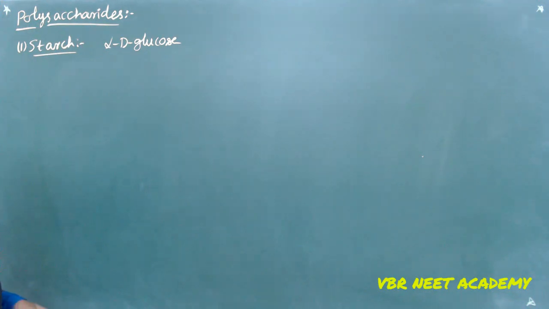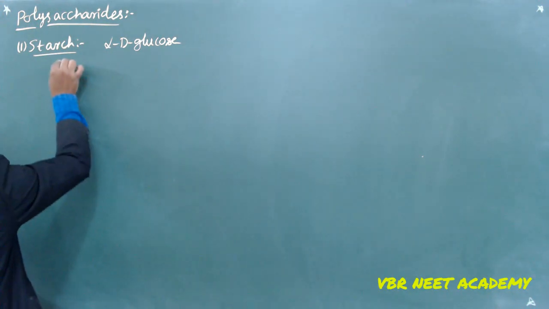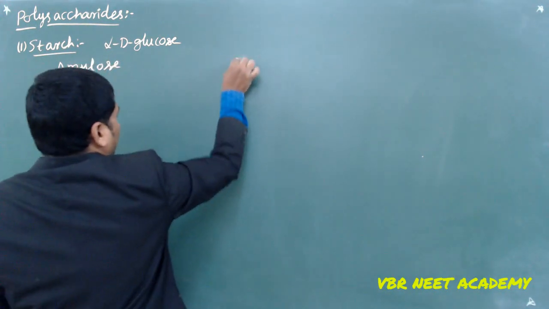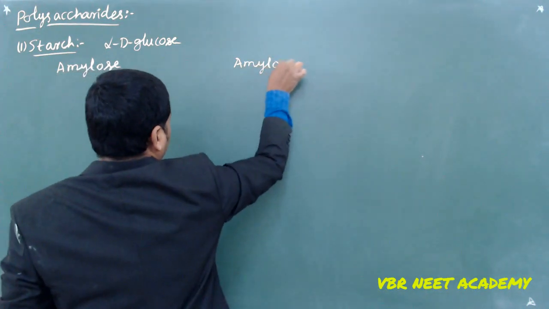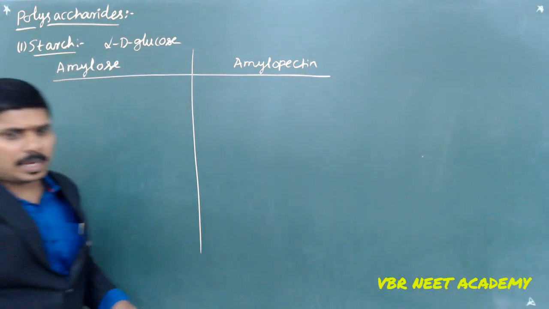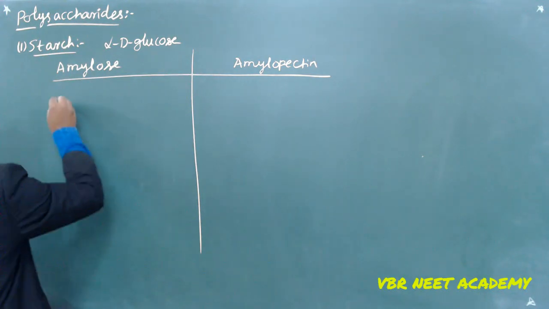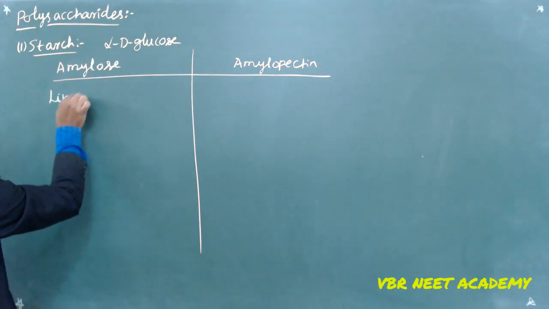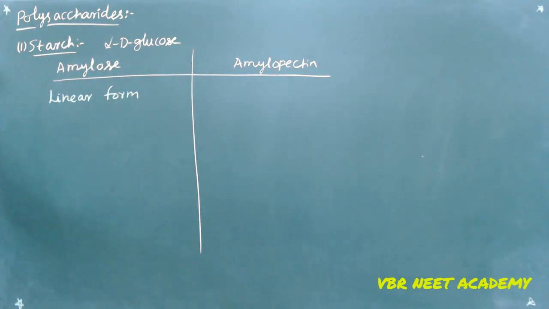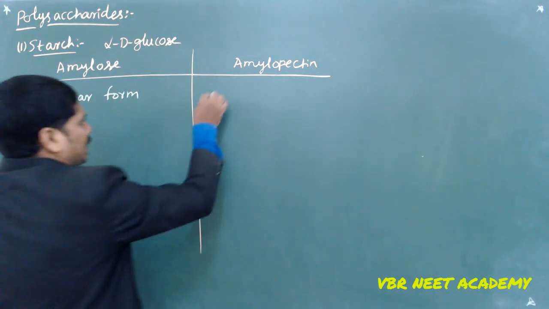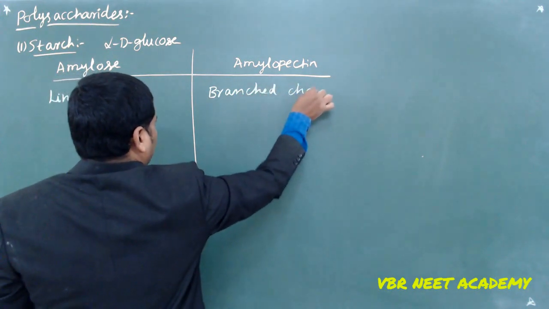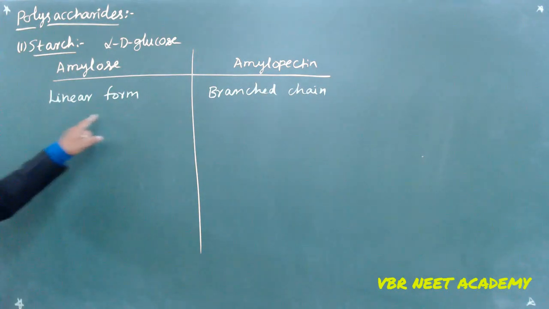And starch has two forms present. One is amylose, another one is amylopectin. We can see the two forms of starch, amylose and amylopectin. What is amylose? It's the linear form, that is, the linear polymerization. We have straight chains only in amylose, and in amylopectin I have a branched chain. It is a linear form, and it's a branched form.